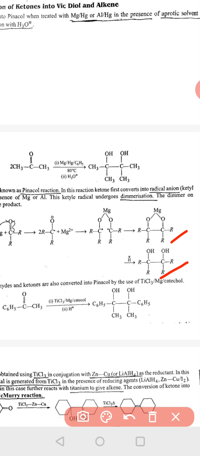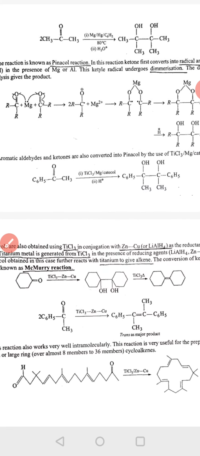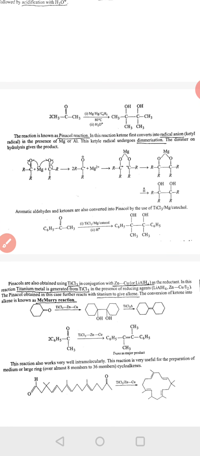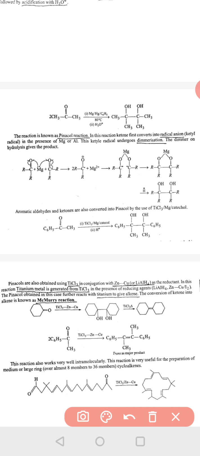Aromatic aldehydes and ketones are also converted into pinacol by the use of titanium chloride, magnesium, and catechol. If we want to convert aromatic aldehydes and ketones into pinacol, then we have to use titanium chloride, magnesium, and catechol. This is an example of such a reaction, and we get this pinacol, an aromatic pinacol.